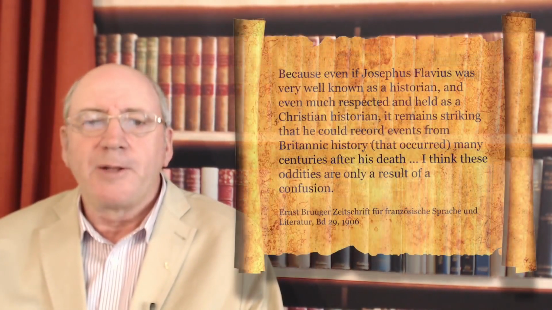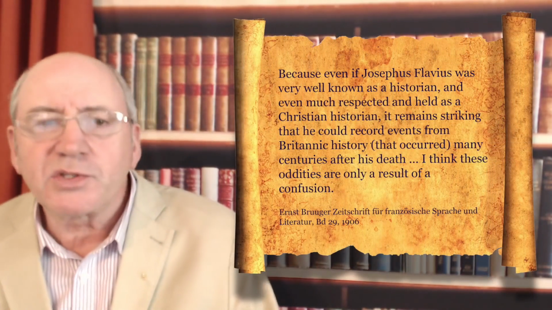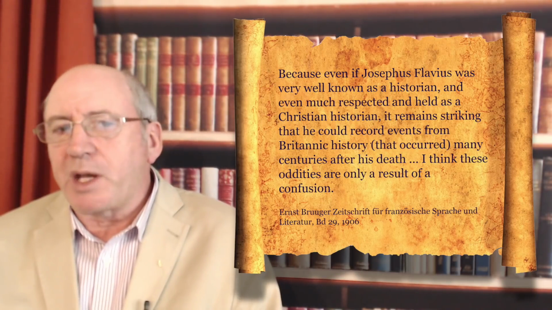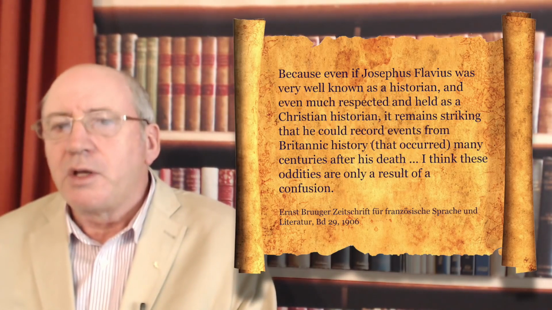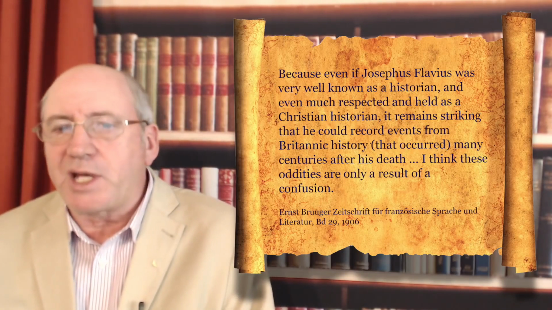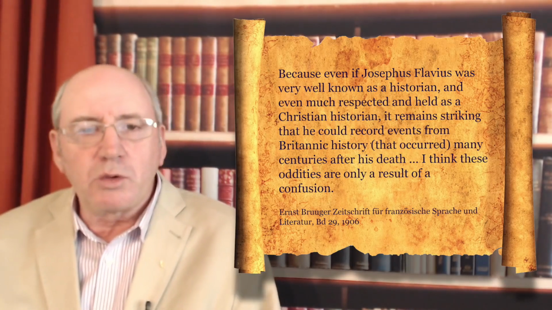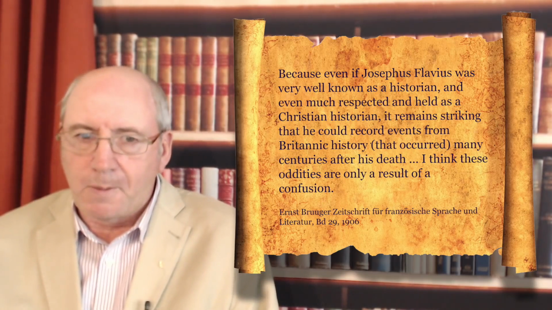Ernest Brugger takes on this challenge. He's another of these early Arthurian historians, and he tries to refute the allusion to Josephus Flavius being the author of Arthurian history. And he says, "Even if Josephus Flavius was very well known as a historian, and even much respected and held as a Christian historian, it remains striking that he could record events from Britannic history that occurred many centuries after his death. I think these oddities are only the result of a confusion." So Brugger is saying that this cannot be true because he cannot believe it is true, which is not much of a refutation if you think about it.